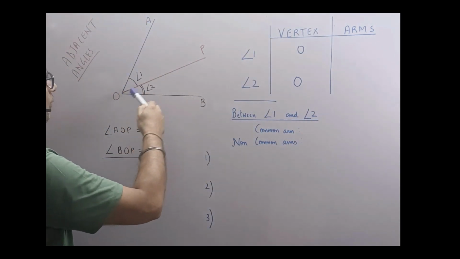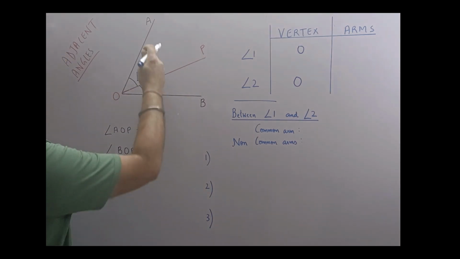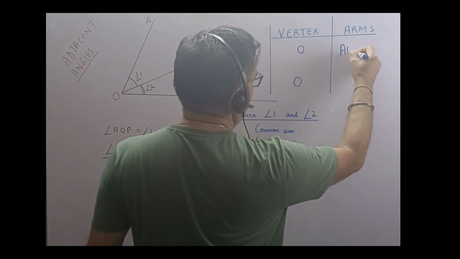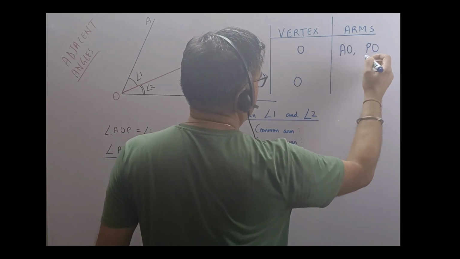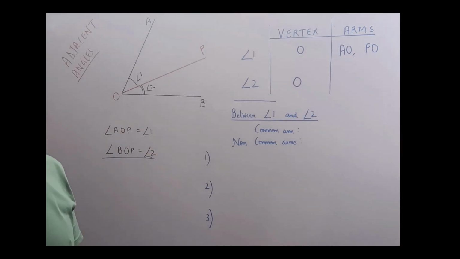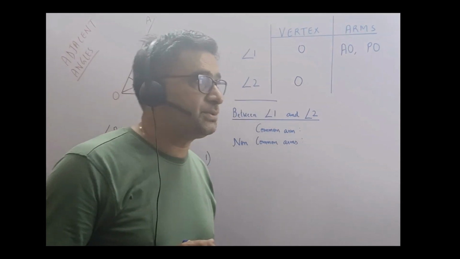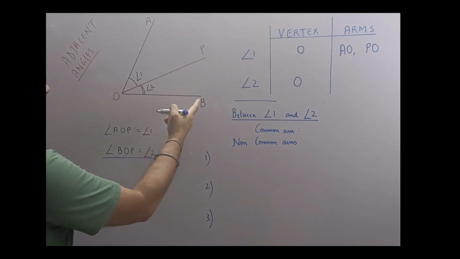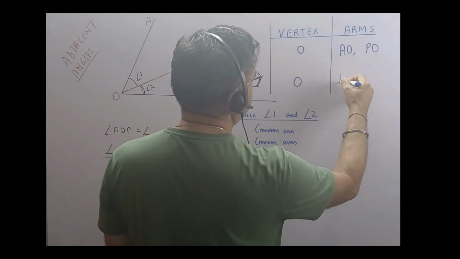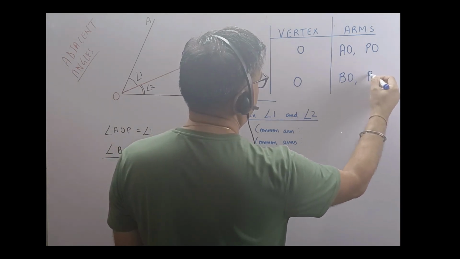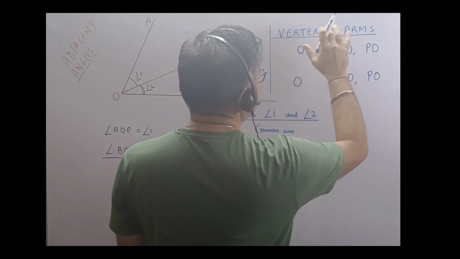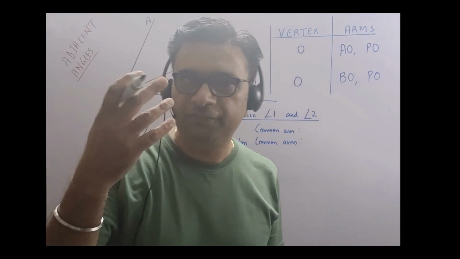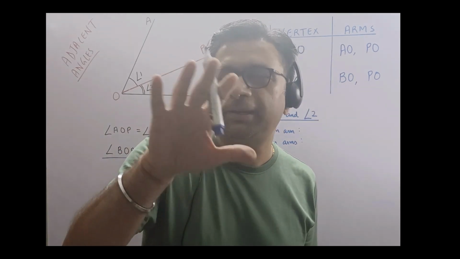So when it comes to angle AOP, which is angle 1, you would appreciate that AO and PO are the arms. An angle would always have two arms, not more, not fewer. Two arms, one vertex. Now when it comes to angle 2, let's quickly look at what arms we have here. We have BO and PO. So we have completed this table, and from the data that we have derived, we'll make a few inferences and we'll use them to establish a few things.